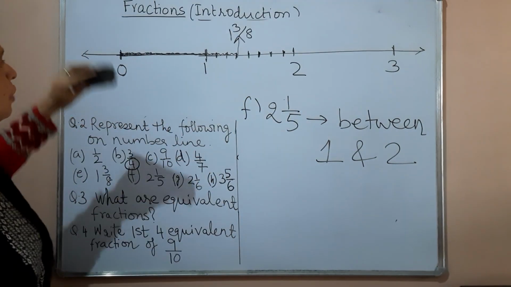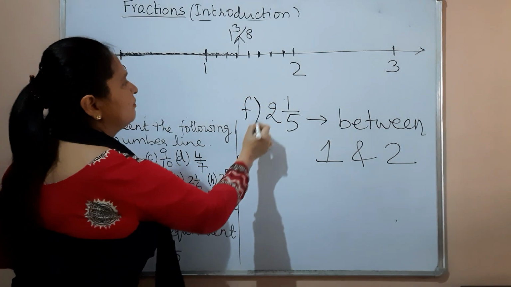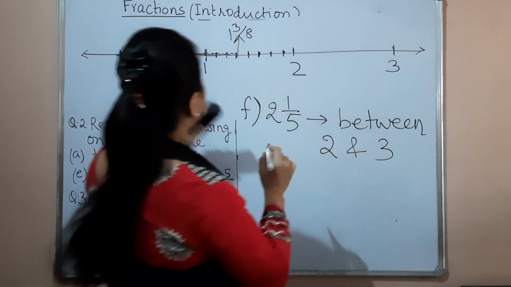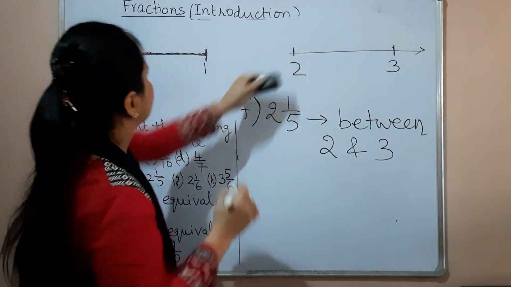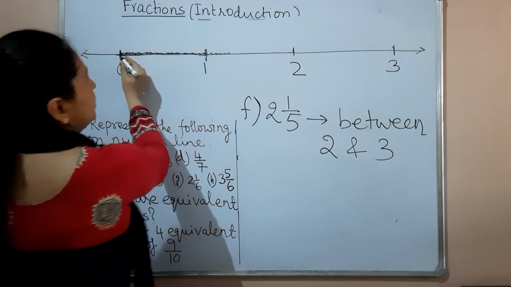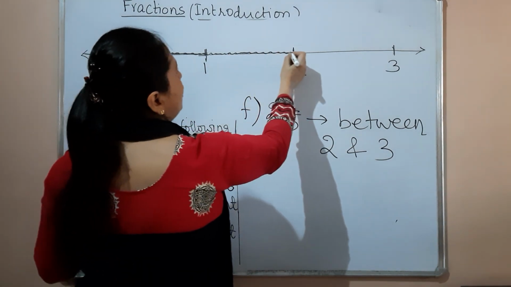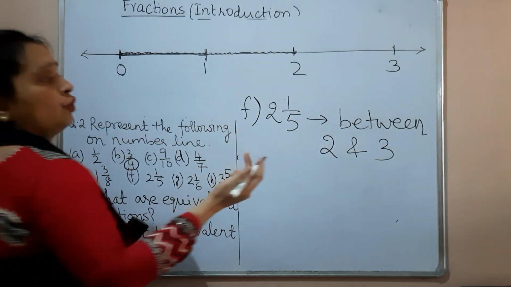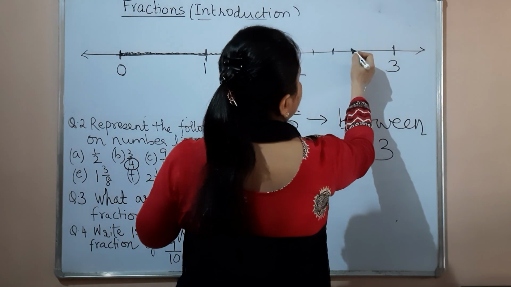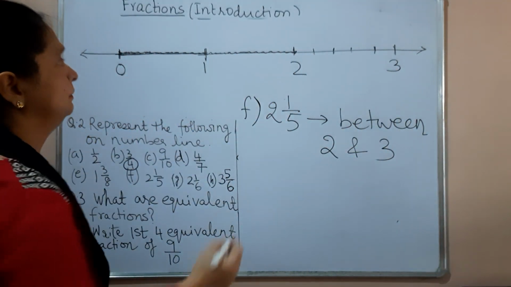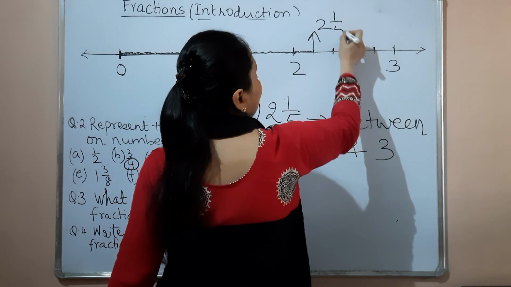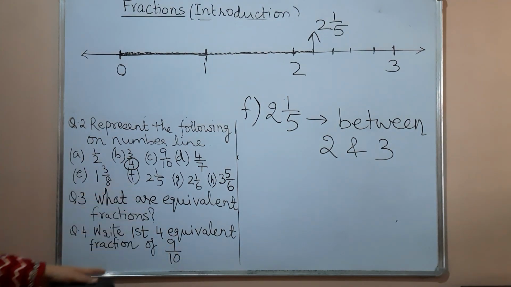1/5. Now we have to understand that 2 whole 1/5 means it is between 2 and 3. 2 complete. If I rub this, 2 complete, then we started our journey from 0, reached 2, and then 2 complete and 1/5 means again we will have to divide this 2 and 3 into 5 equal parts. So this is our 5 equal parts and this is 1/5 more. So this is 2 whole 1/5. So this is how we have to do.